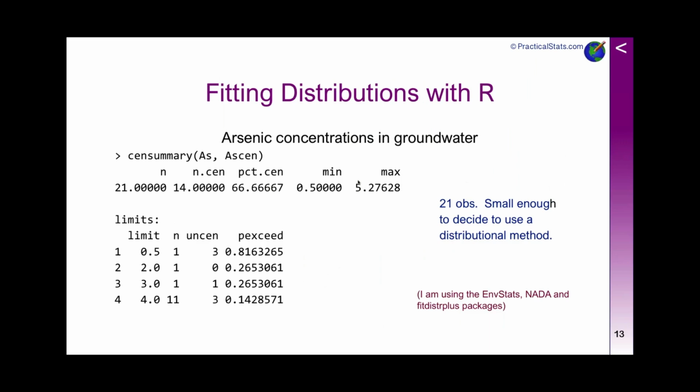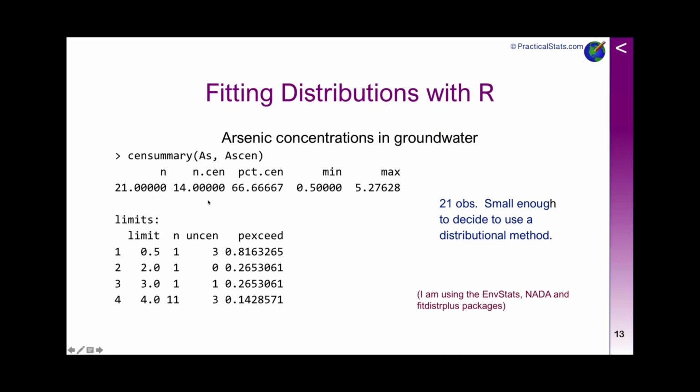So I'm going to use a data set for the rest of this talk that are arsenic concentrations in groundwater, and I think it came from a US EPA publication a while back. There are 21 observations, so it's still a small-ish data set. It's not quite as small as I was saying before. I'm doing that on purpose so I can show you a bootstrap at the end, a non-parametric method. But we're still in a range where it might be a good thing to fit a distribution to it. And of those 21, two-thirds of them, 67%, are censored below one of four detection limits.